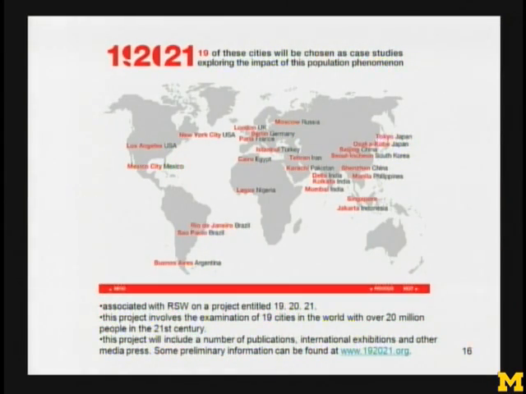And today, he is working on a new project entitled 19 20-21, which basically looks at 19 cities in the world with over 20 million in population in the 21st century. So I encourage you to look at this website because it does look at a lot of these kinds of unexpressed types of information in these mega cities.